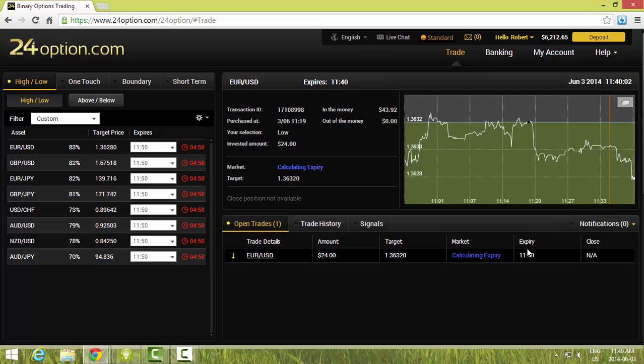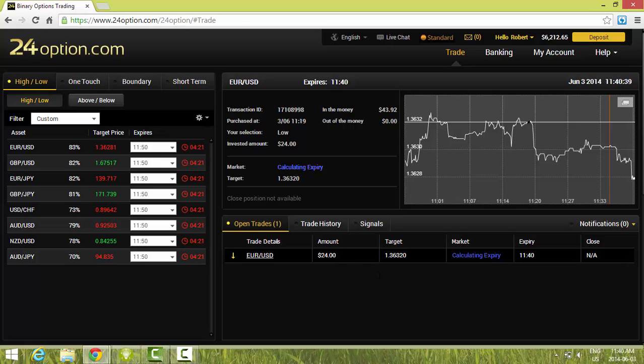That trade is closed. So now they calculate expiry. In other words, calculate the profit. In this case, we had a $24 trade with 83% profit, 83% return. We'll just hang on until it does the calculation. I can show you how much profit we made on this.